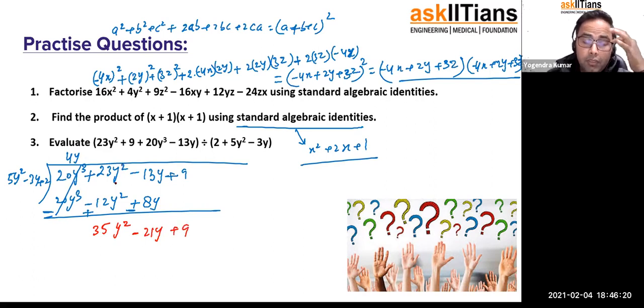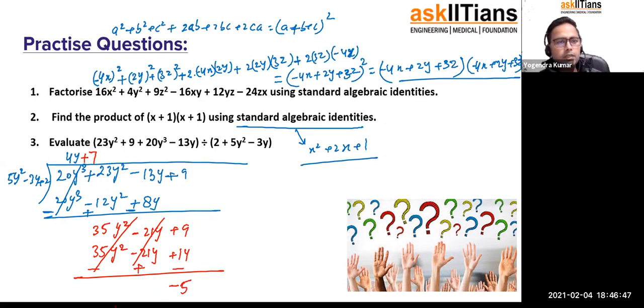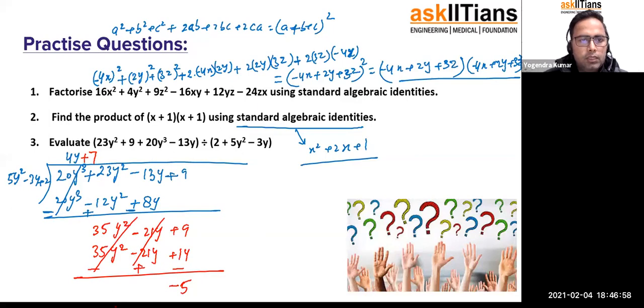Now, what should I do further? What should I multiply by? I need to multiply by 7. 35y square minus 21y and then 14, minus plus minus. So this is getting cancelled, and what are we getting? Minus 5. This is what we are getting. I hope you understand this. So yes, that is the answer we are getting.